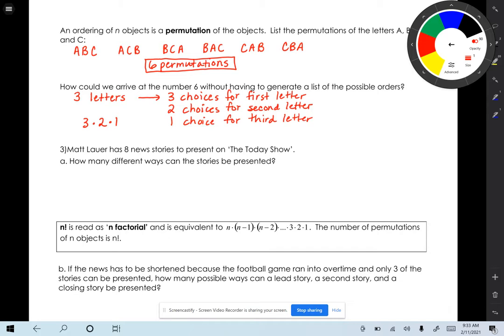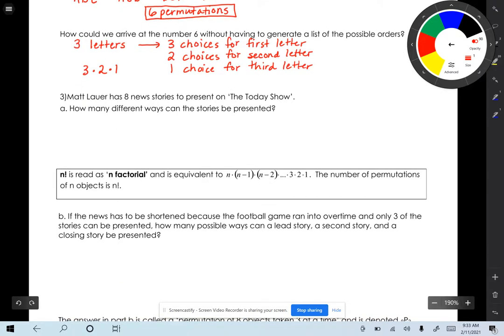Matt Lauer has 8 news stories to present on the Today Show. How many different ways can the stories be presented? So 8 stories. So you have 1, 2, 3, 4, 5, 6, 7, 8. So all 8 stories right there. Okay. Only 7 left to present.